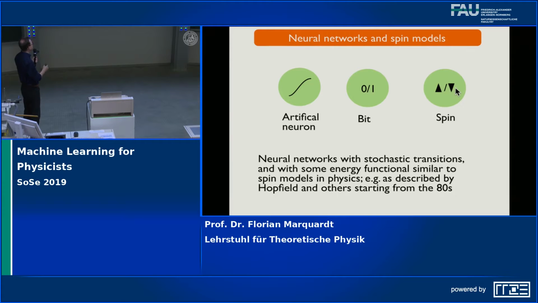And indeed, if you let them have stochastic transitions and you write down cost functions in terms of energy functionals, then you can make this connection mathematically precise. There have been many different ways of making this connection. One particular one I mentioned on the slide was started by Mr. Hopfield in the beginning of the 80s. But this is not what we will discuss. We will not discuss so-called Hopfield models. Instead, what we will discuss is called a Boltzmann machine. And as I go along, I will explain to you what a Boltzmann machine really is.